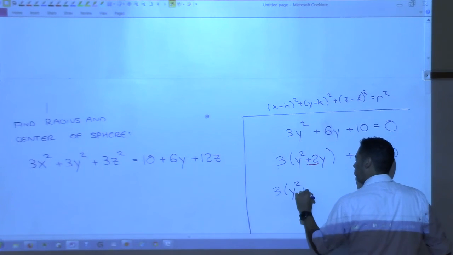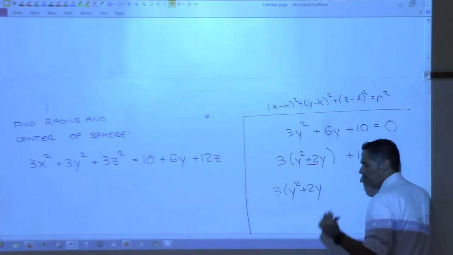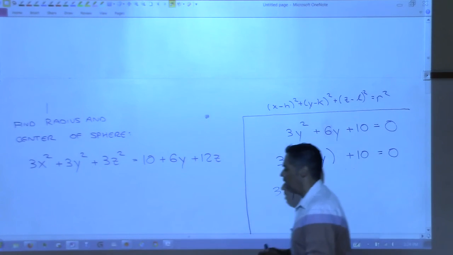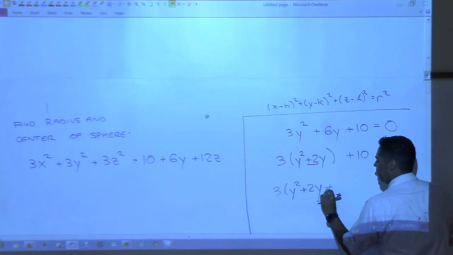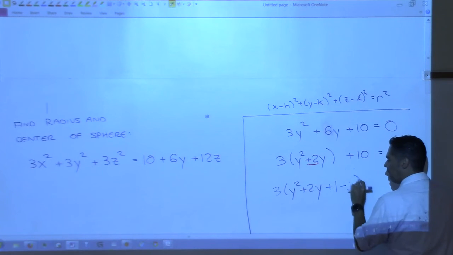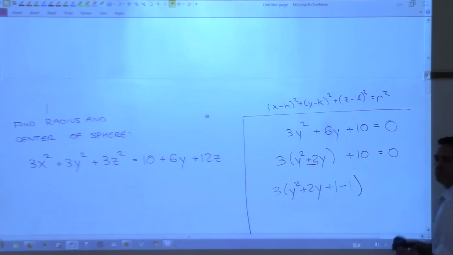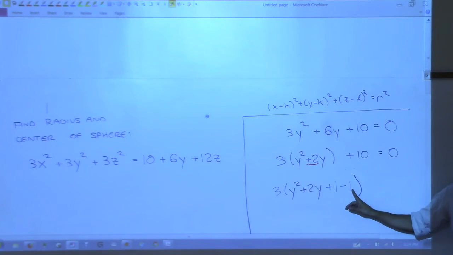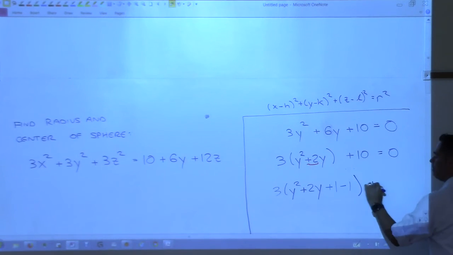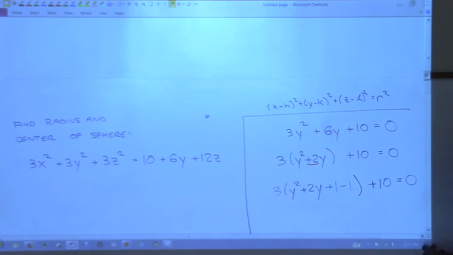3y squared plus 2y. Here comes the magic 1. All I'm going to do with it is add it and subtract it right there. Okay? There it is. I added the 1 and subtracted the 1. So I haven't changed the problem, have I? No. Haven't changed the problem at all. Then I still have plus 10 equals 0.